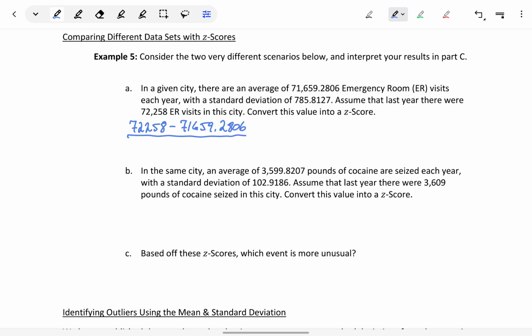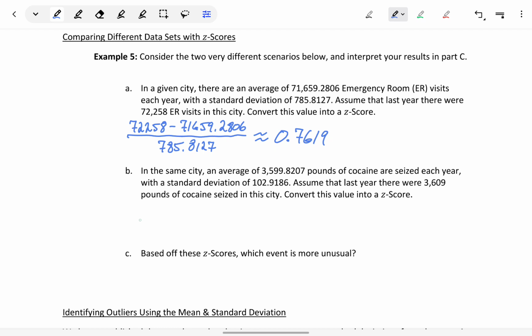So we're taking this given data value, subtracting the average, subtracting the mean, and dividing by the standard deviation, 785.8127, to get a z-score of approximately 0.7619. Meaning this number of ER visits was less than one standard deviation above the average.